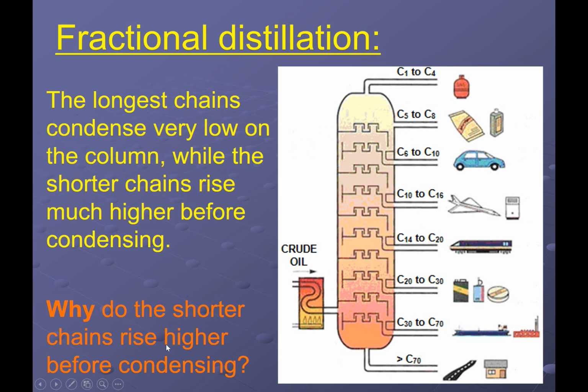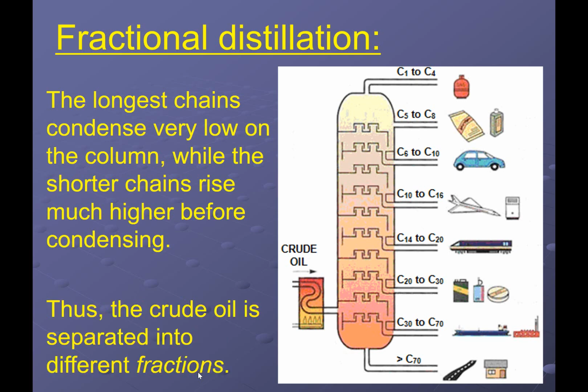We talked about shorter chains. They get higher because they have a relatively lower boiling point. They can manage to escape, get higher from the heat source before they actually condense. So they separate this crude oil here now into different fractions. That's why I refer to this as fractional distillation.